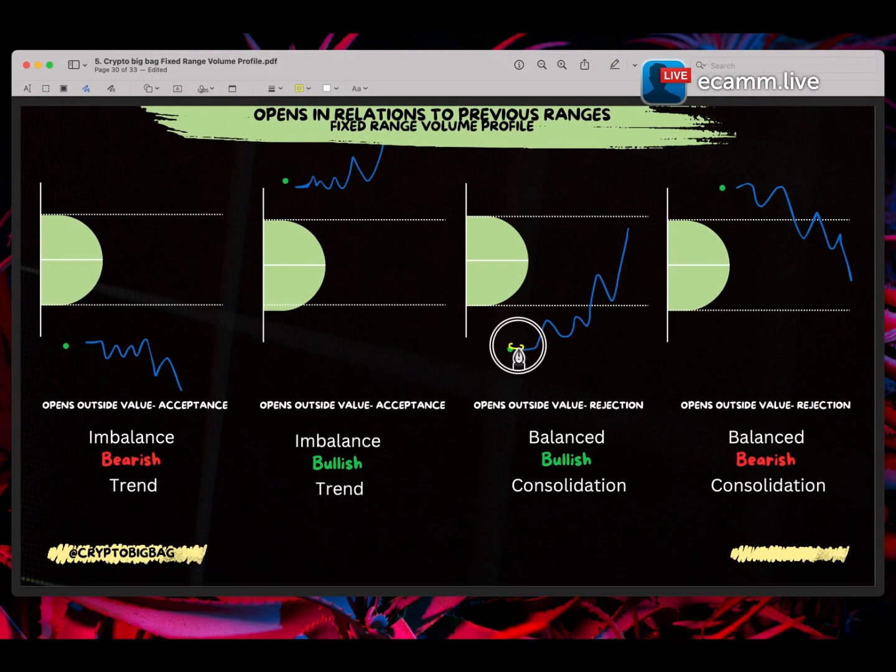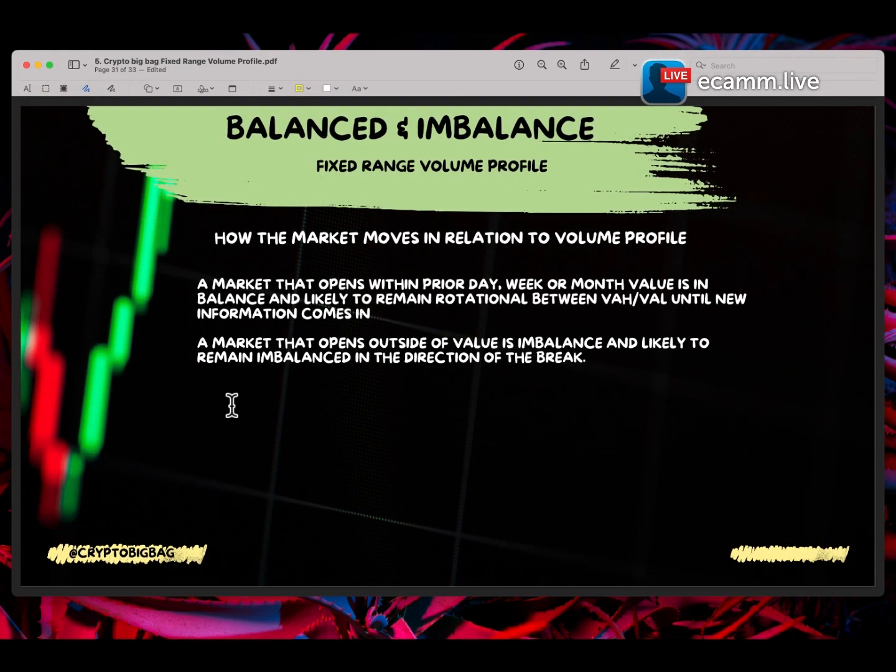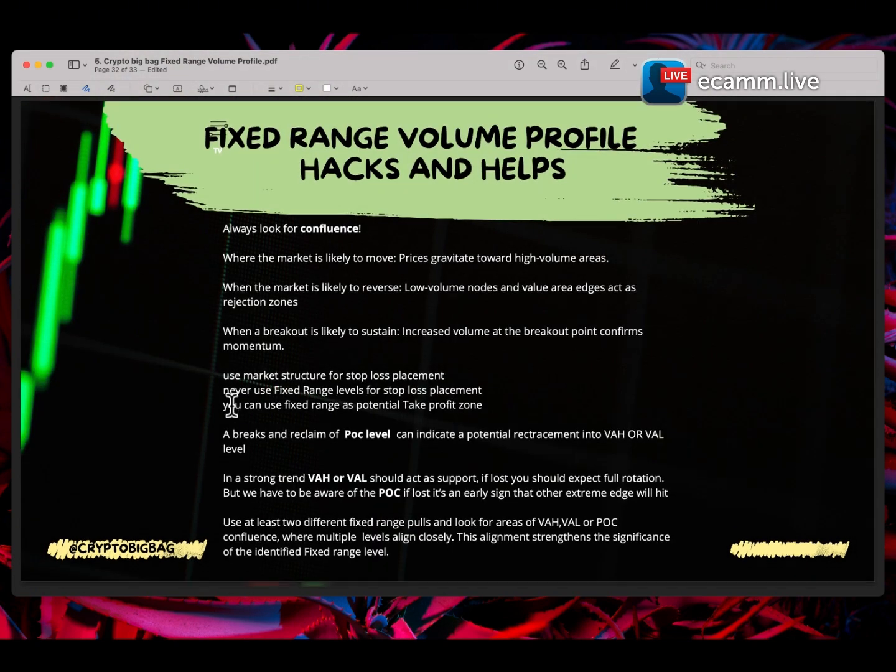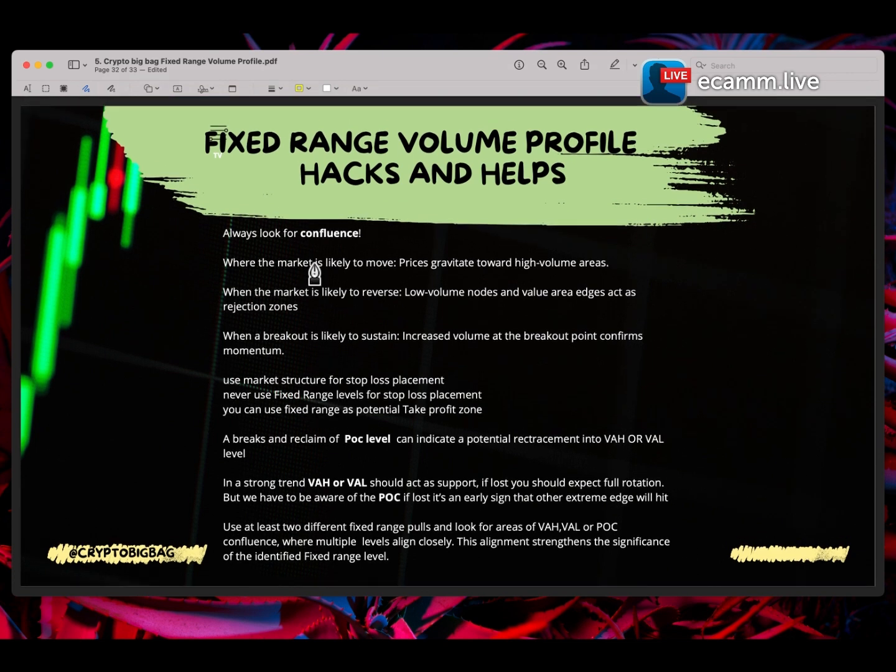This one opens outside value and finds a way back into the value. This is bullish. Open outside value area high and find a way into the value. This is bearish. And when it opens outside value and stays out, it's just telling you that it's going to continue until it does the opposite, right? Yeah. So that's how it helps, right, for fixed range volume profile.